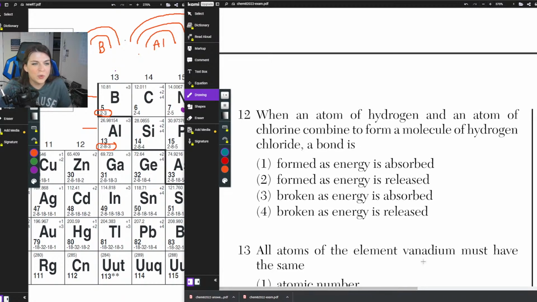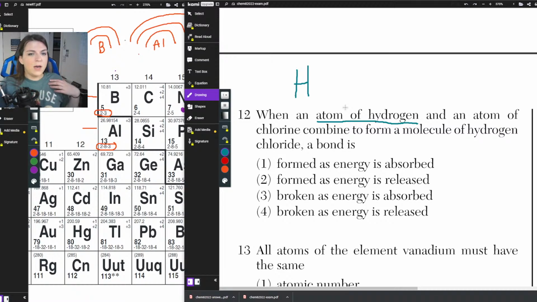Okay. Question 12. This is one I would recommend writing out. When an atom of hydrogen and an atom of chlorine combine to form a molecule of hydrogen chloride, a bond is blank. Okay. An atom of hydrogen. This is super specific. It means just a single H. Typically, H is going to come in twos because it's a diatomic. But this is specifically talking about a single atom of hydrogen, and that is going to be pertinent to answering the question. So make sure to read this carefully.